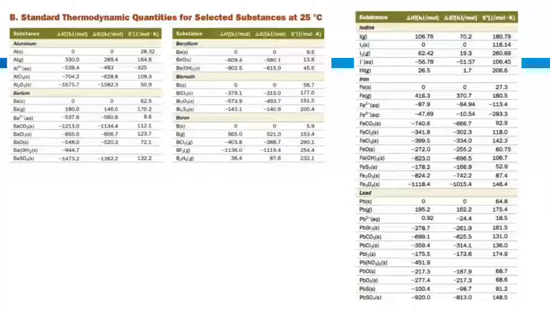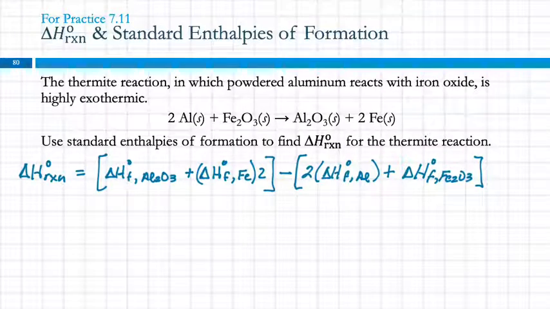So now we can go back to this. So I've looked these things up. The heat of formation for Al2O3 is negative 1,675.7 kilojoules per mole. What's the heat of formation for Fe, solid? It's 0. It's an element in a standard state. And if you don't remember that, you can go find it in the table. It's listed there, Fe, solid, 0. So plus 2 times 0.